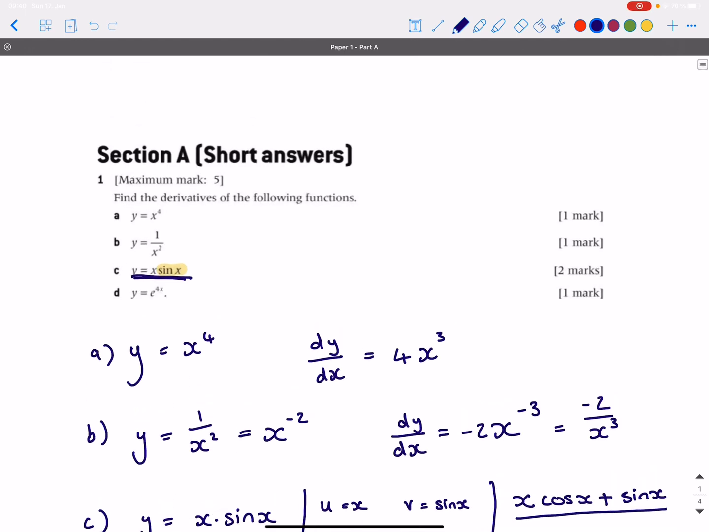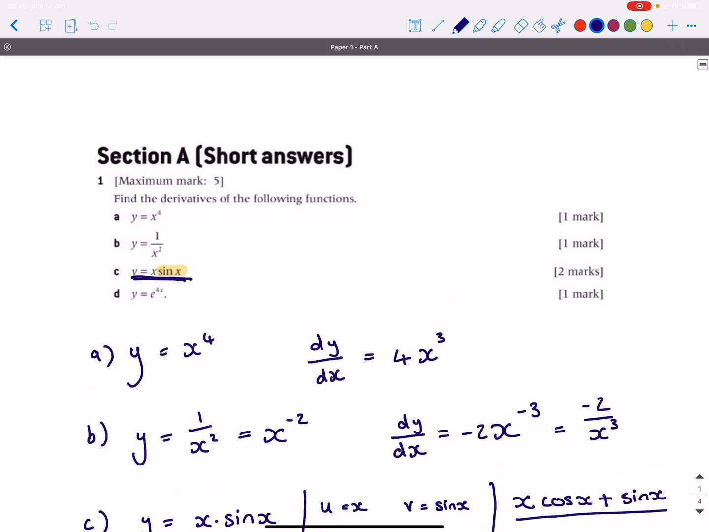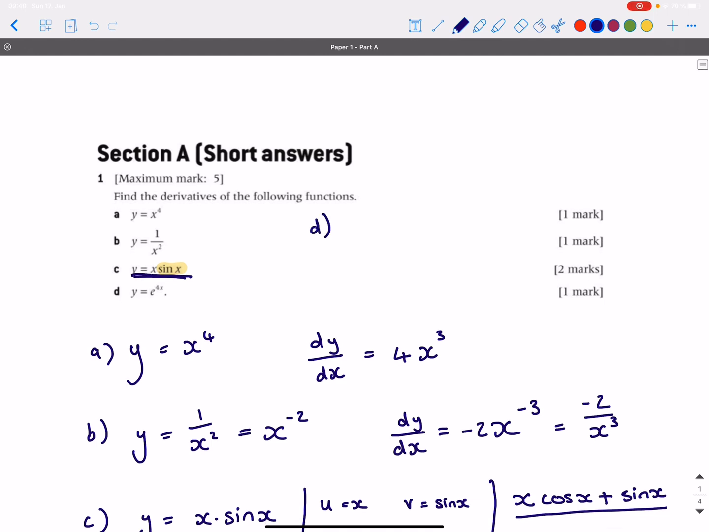For D, I'll come back up to the top, so I've got a little bit of space. So for D, my y is e to the power of 4x. And for this, some people just memorize the rule for this one, but that rule comes from the chain rule, because what we have here is a function inside a function. So we have 4x kind of inside e to the power of x.